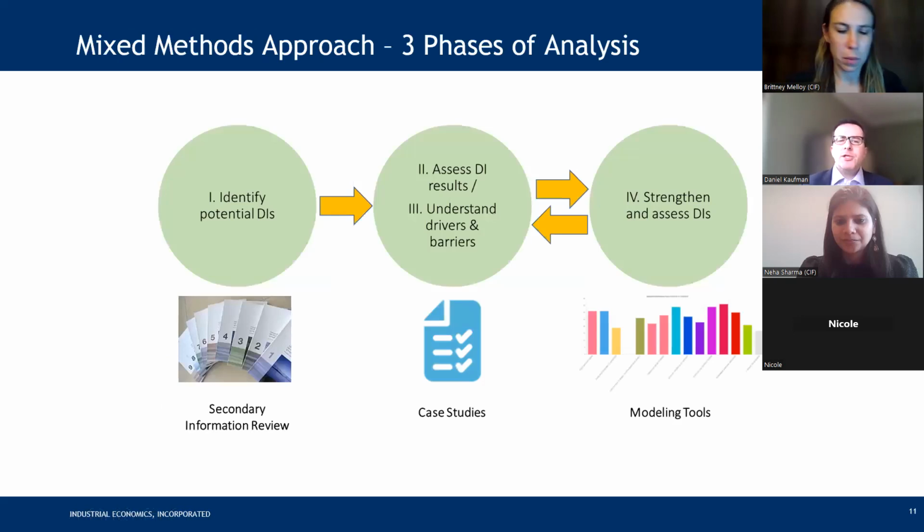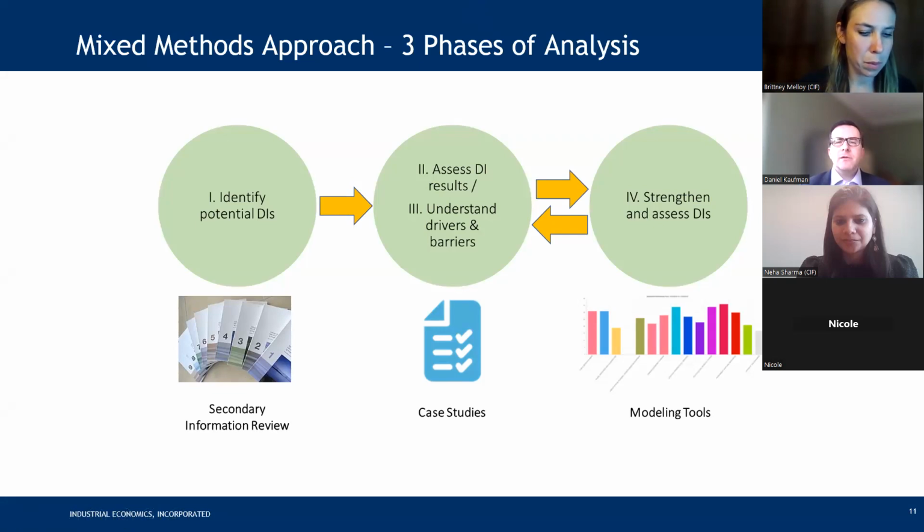So the evaluation combines quantitative and qualitative methods into three levels of evaluative activities. We conducted a secondary information review of existing reports, evaluations, and other studies that included projects funded by the SIF, as well as projects that were not funded by the SIF. And the main purpose of the secondary information review was to identify potential development impacts and how they can be achieved through climate finance investments.